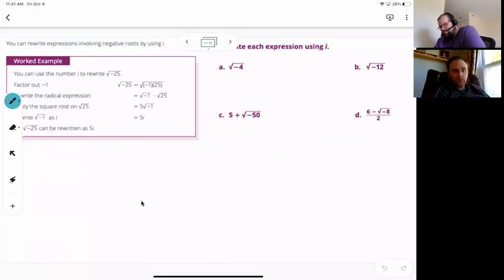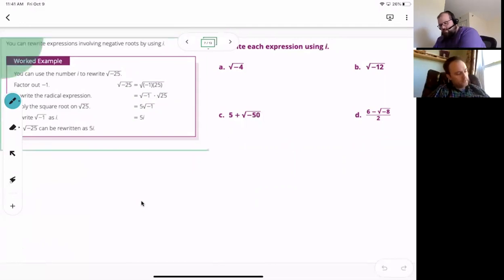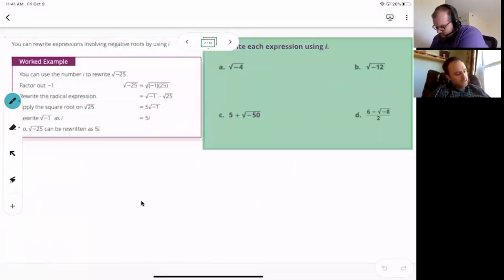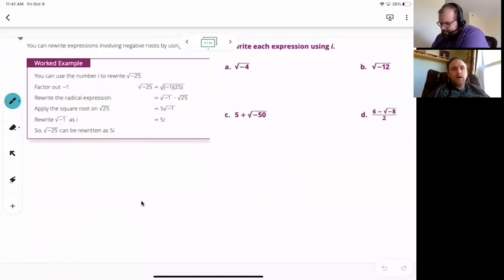Okay, so they gave us a worked example there, which I'm going to move over so the kiddos can see it a little better, of rewriting a number. So they said factor out a -1, rewrite the radical, apply the square root, rewrite as i. So this is exactly what we did with that -9. True. So we want to do the same idea.